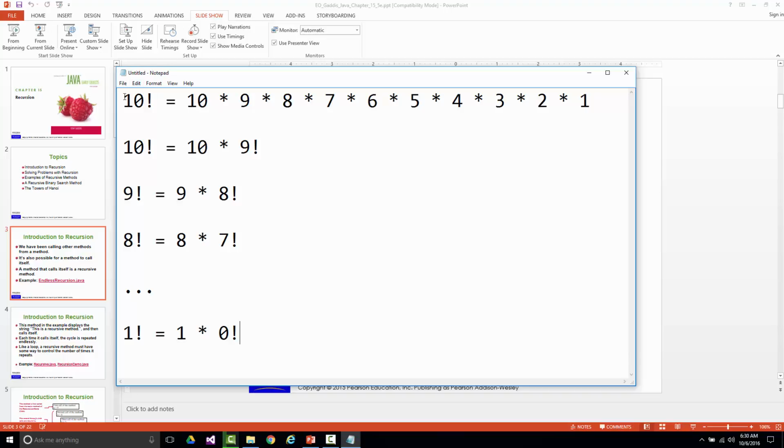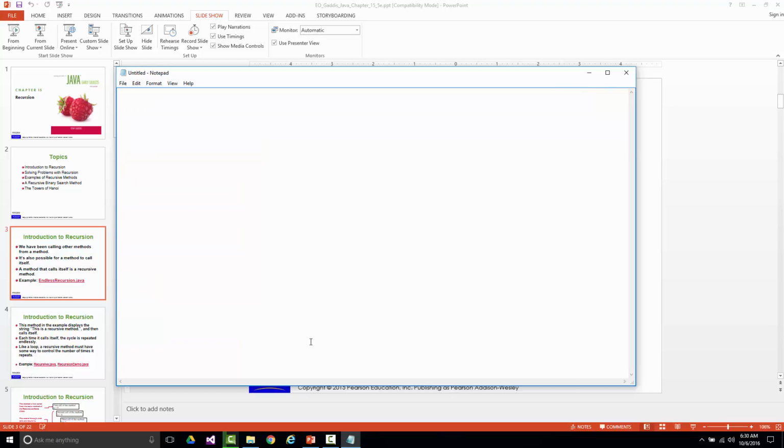Now, that's factorials, but the other time where you quite often see the use of recursion, all right, is in Fibonacci numbers. So the Fibonacci numbers go like this. If I take 1 and add 1 to it, so 1 plus 1, I get 2. 1 plus 2, I get 3. 2 plus 3, I get 5. You see the pattern and the progression here.